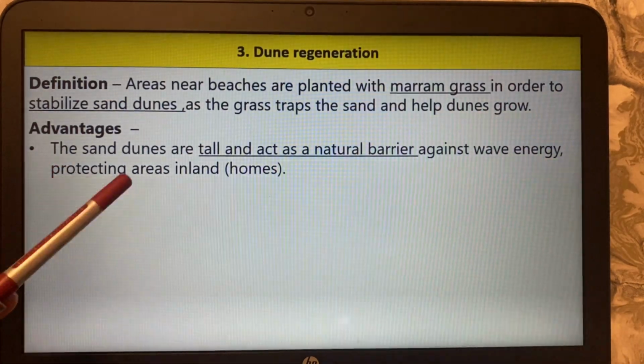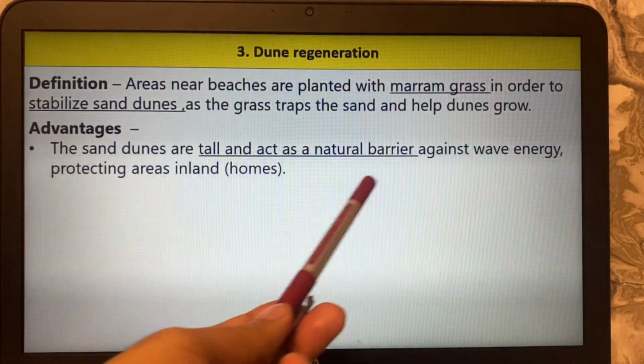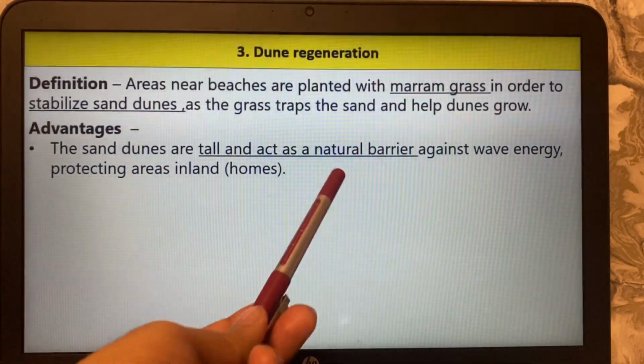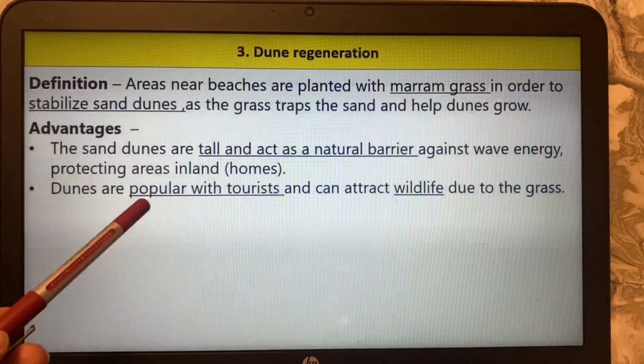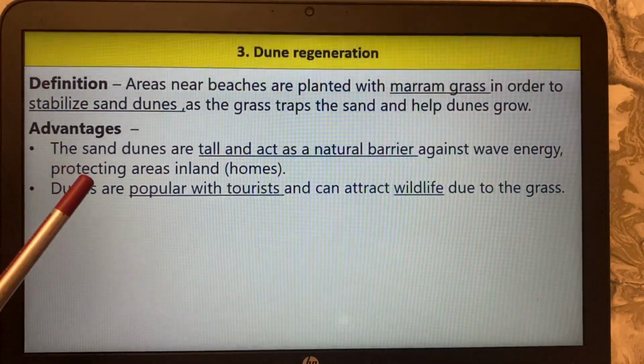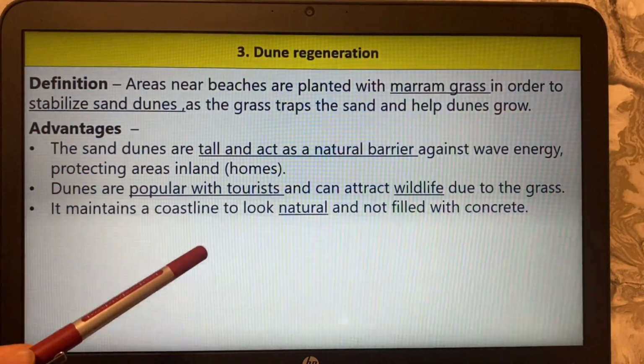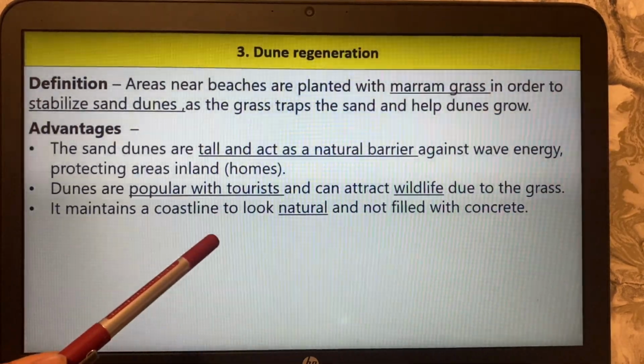These dunes are tall and they act as a natural barrier. Remember, this is soft engineering, so you've got to use that word, natural barrier, against wave energy. And you could also mention that they're quite popular with tourists, which can attract wildlife, and it makes the coast look very natural without any concrete.